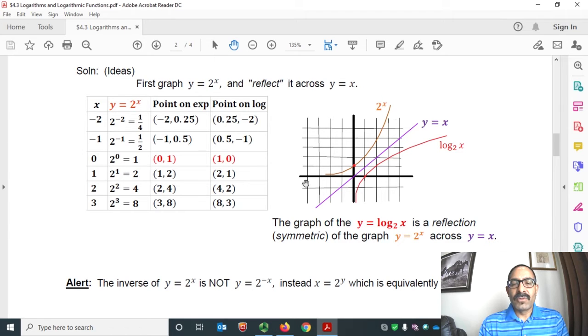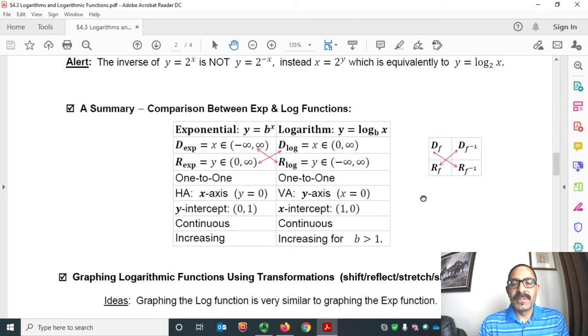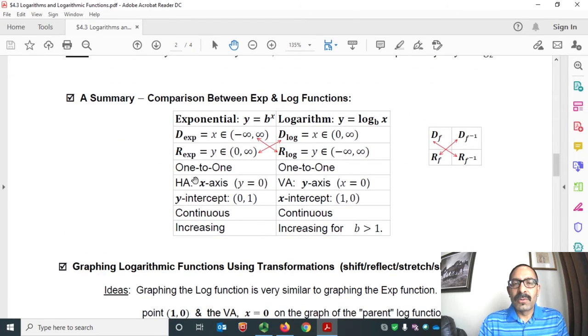For the exponential function we have the HA, horizontal asymptote, which is the x-axis, and for logarithmic functions we have the VA, vertical asymptote, which is the y-axis. Both of these functions are increasing. Exponential increases faster than logarithmic functions. Great. Both are 1-to-1. They pass the horizontal line test. The exponential function has HA, the x-axis. The logarithmic function has VA, the y-axis.